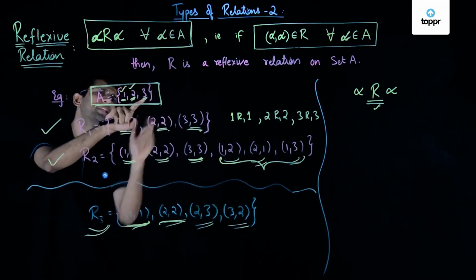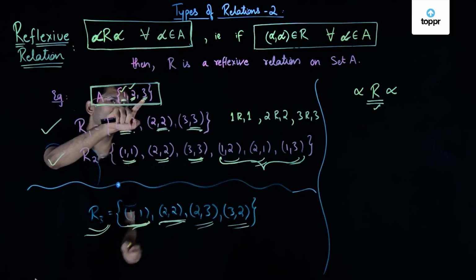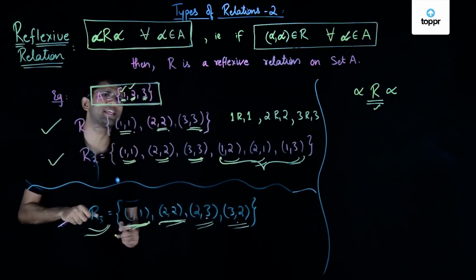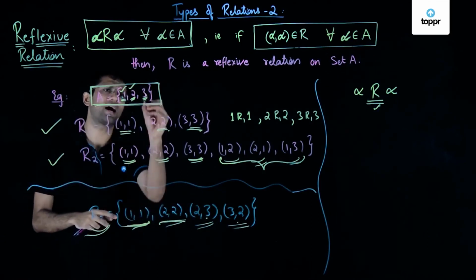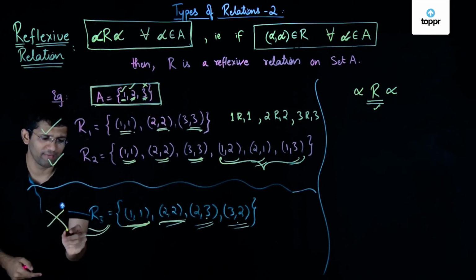And if you look at the element 3, you will have to find an ordered pair of the form (3, 3). But realize that (3, 3) is not a part of this relation R3. And so we say that this relation R3 is not reflexive. And so we call this not a reflexive relation.